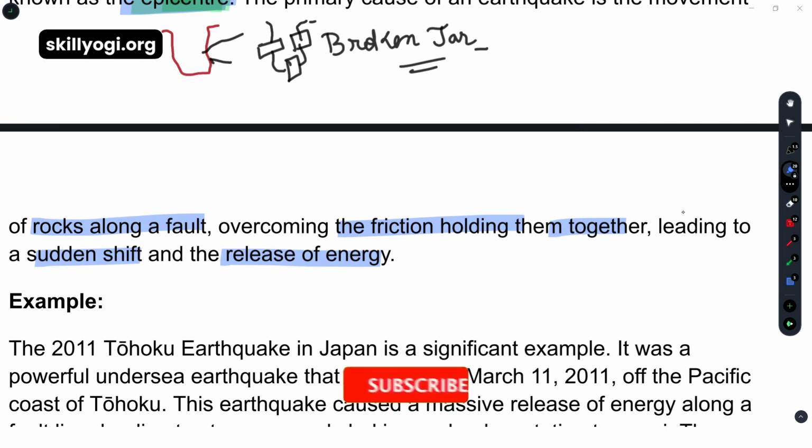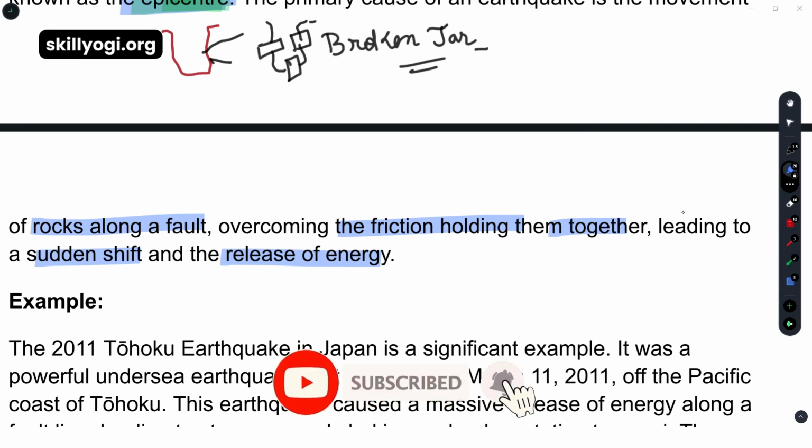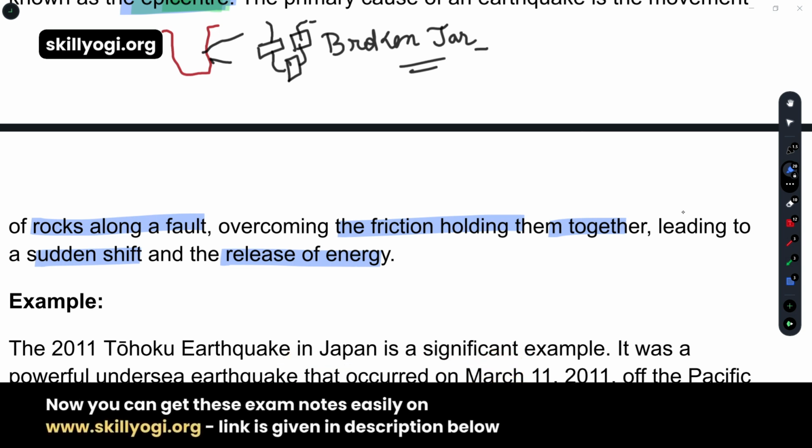The release of energy occurs along a fault. A fault is a sharp break in the crustal rocks. The rocks along a fault tend to move in opposite directions, as the overlying rock strata press them and the friction locks them together. So that's how an earthquake can occur inside the earth's surface.